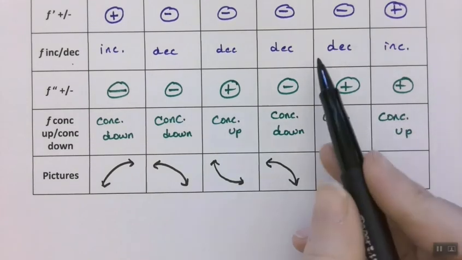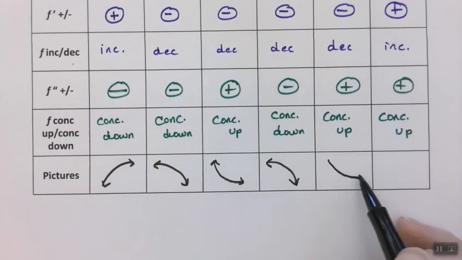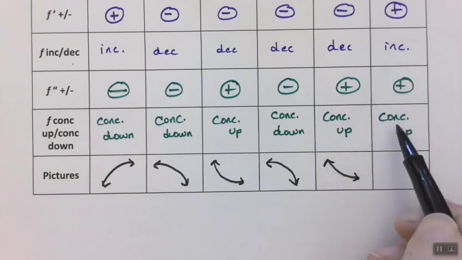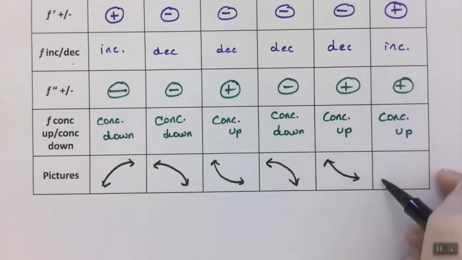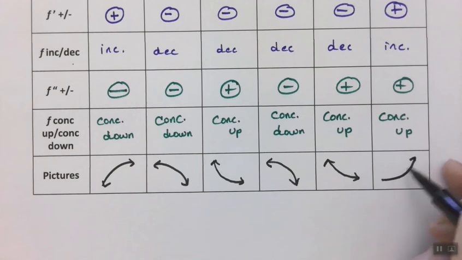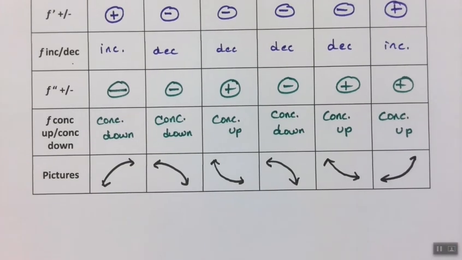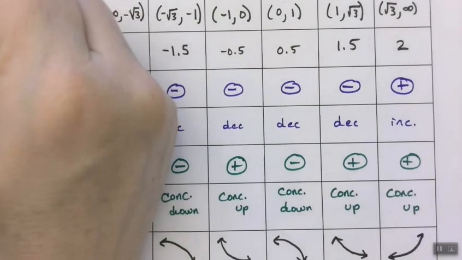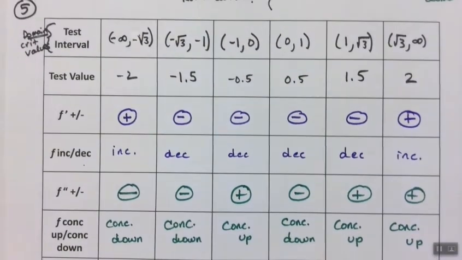Decreasing concave up, we've seen that one before. It looks like this. Increasing concave up, that's new. We're going to go up, and we're going to be bowl shaped up. So that's what those combinations look like. All right, so that's step 5, right? This whole thing is step 5, this giant table.